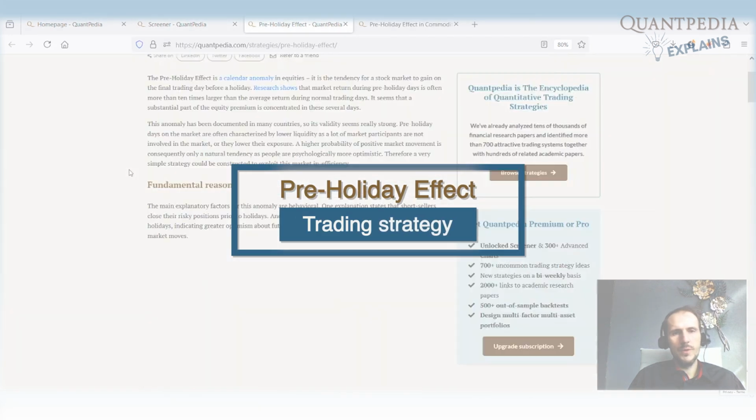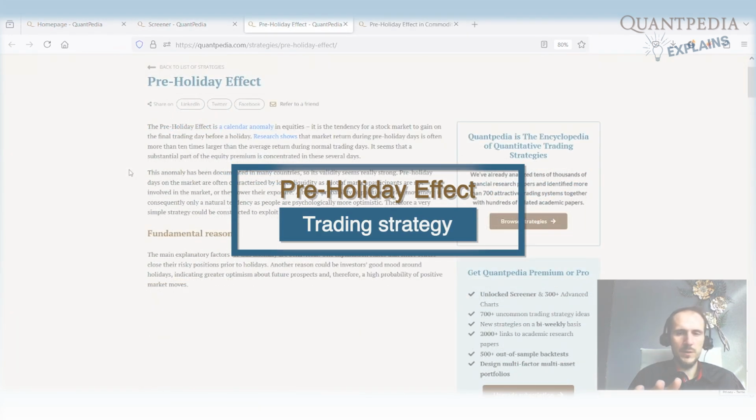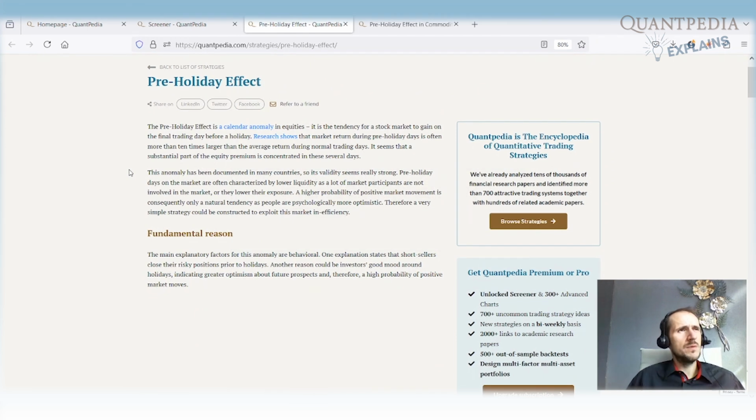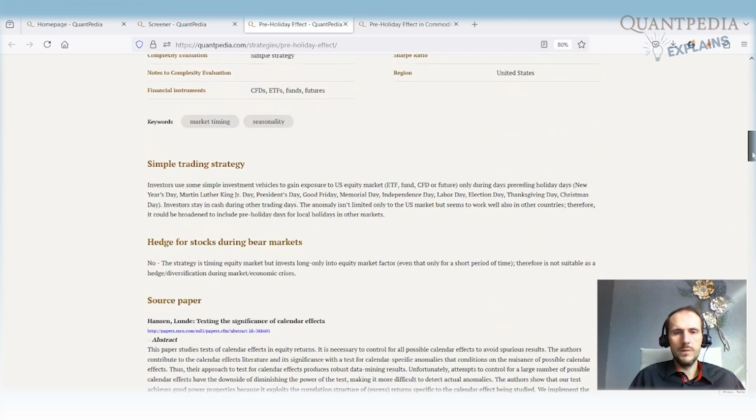What I would like to show you is the pre-holiday effect. Here is the pre-holiday effect in equities. The idea is that in the US we have around 8 or 9 public holidays when the market is closed, and the day before the market is closed there is lower liquidity and lower participation because a lot of people are already traveling to see their relatives, and over those days there is upside drift in the prices of US stocks. So this is the pre-holiday effect in the equities.